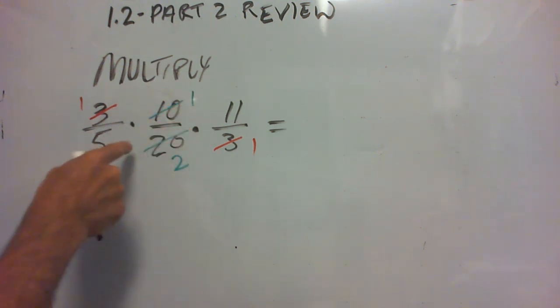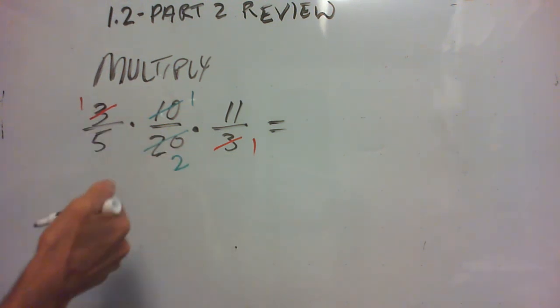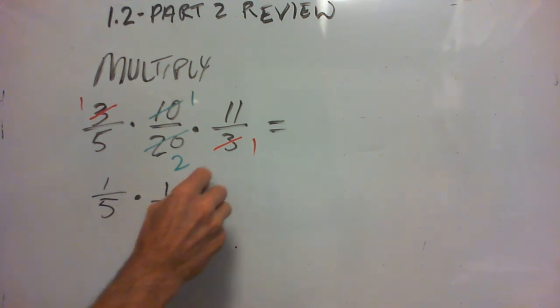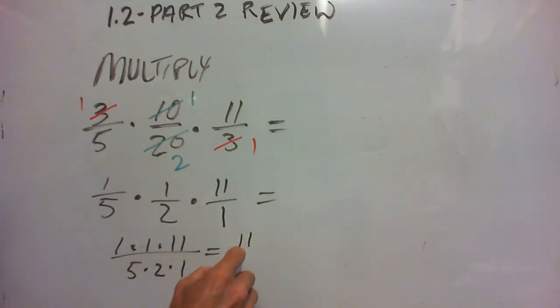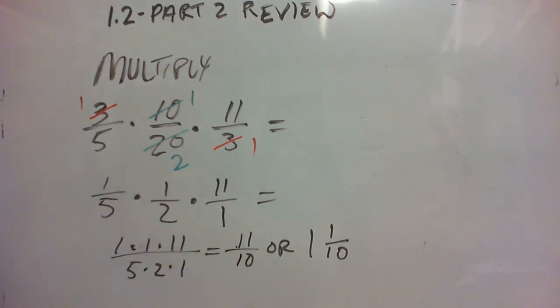I canceled factors of 10 to get 1/2. Then I canceled the 3's. That left me with 1/5 times 1/2 times 11 over 1, which is 1 times 1 times 11 over 5 times 2 times 1, making 11/10, or 1 1/10. And if you canceled the other way correctly, you should also get 11/10.